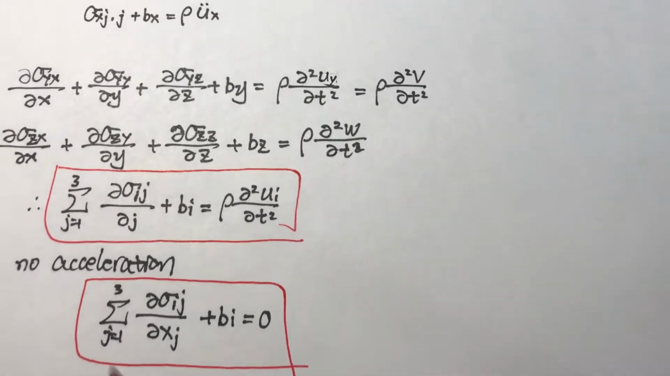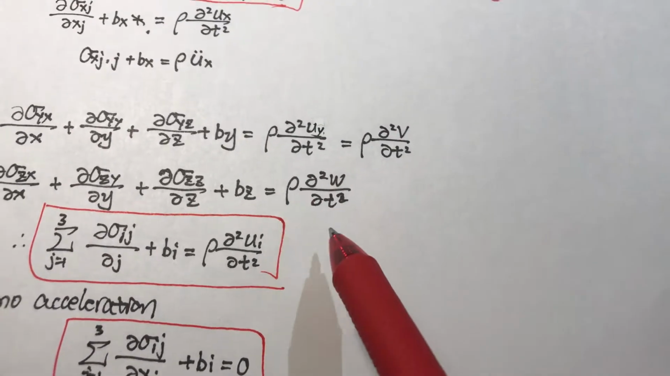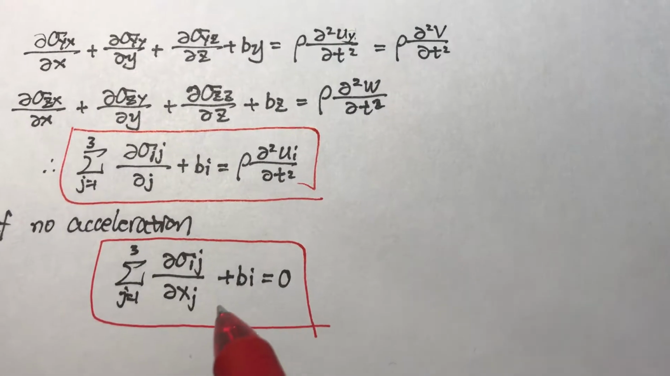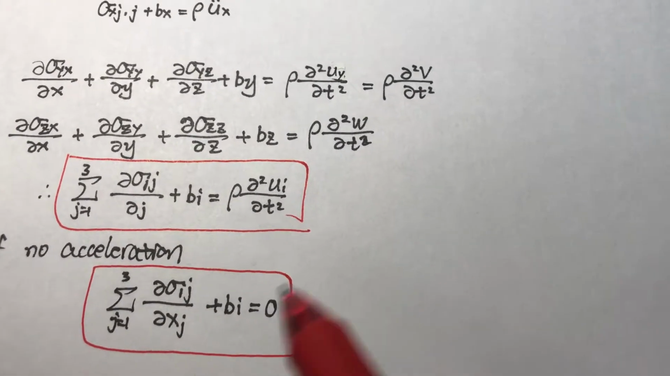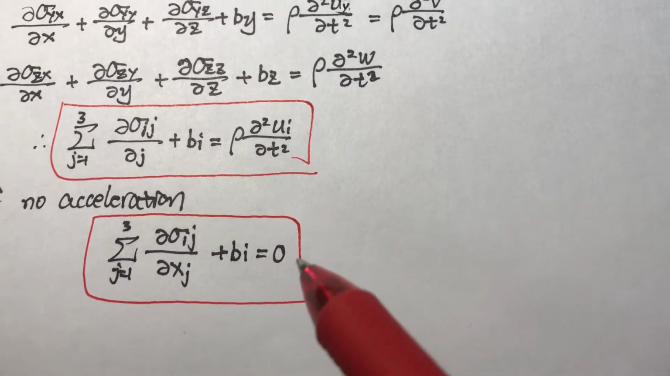So if there's no acceleration, we don't have the max here, so the right side is going to be 0. So we only have the stress in all 3 directions plus the body force in that direction, which is equal to 0 here.